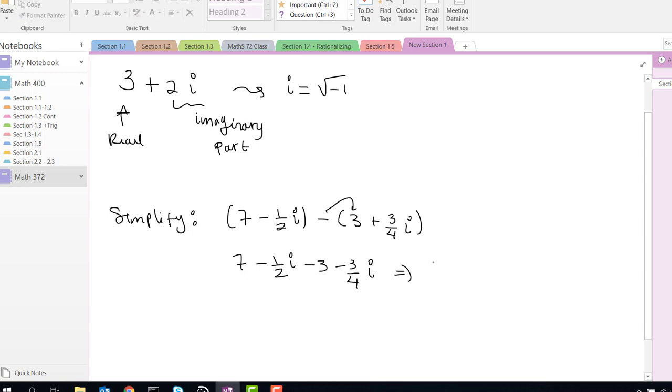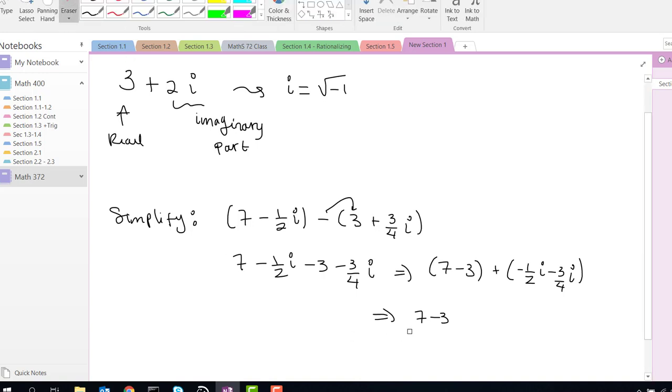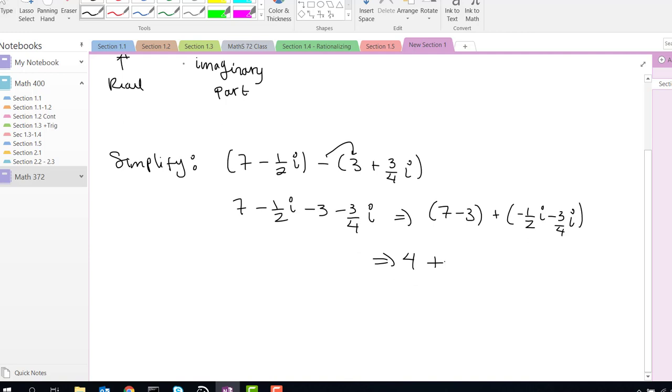And now you can combine. For the real part, it's 7 minus 3, and the imaginary part is going to be negative 1/2 i minus 3/4 i. And so here, 7 minus 3 is 4, and I could have just written 4. And the imaginary part, well, we have to do the negative 1/2 minus 3/4. So I'm going to do that on the side over here.